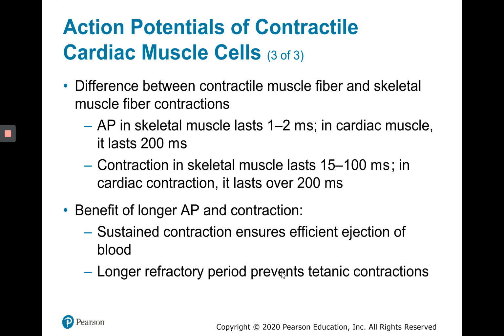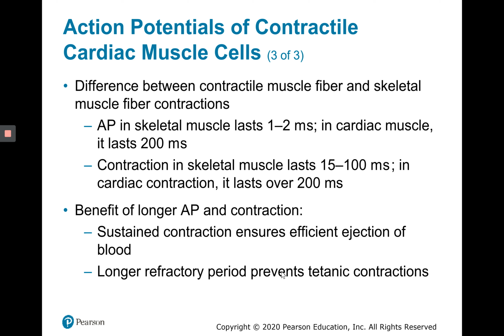So the difference between contractile muscle fibers and skeletal muscle fibers, if we're looking at cardiac versus skeletal, is that the action potential in skeletal muscle lasts about 1 to 2 milliseconds, super quick. Whereas in cardiac muscle, it lasts 200 milliseconds. That's a huge difference. The contraction in skeletal muscle lasts about 15 to 100 milliseconds as a response to that, say, 2-millisecond action potential. Whereas in cardiac muscle, the contraction lasts over 200 milliseconds.